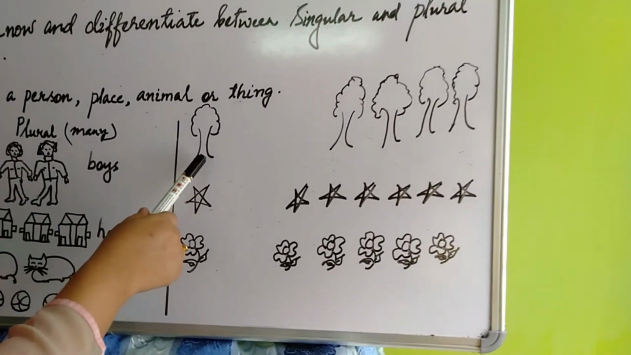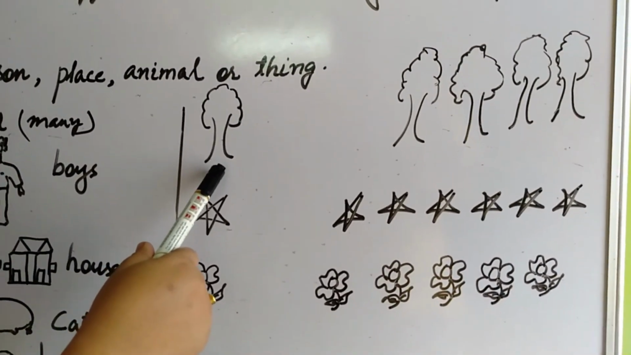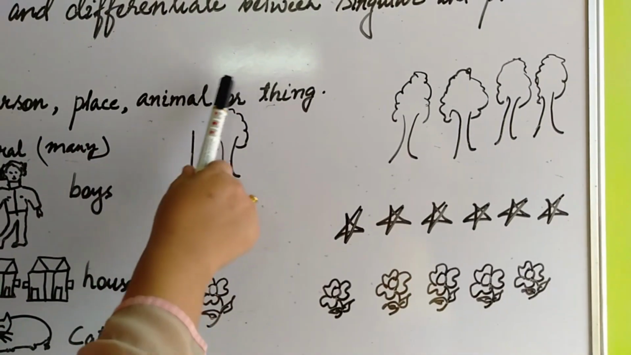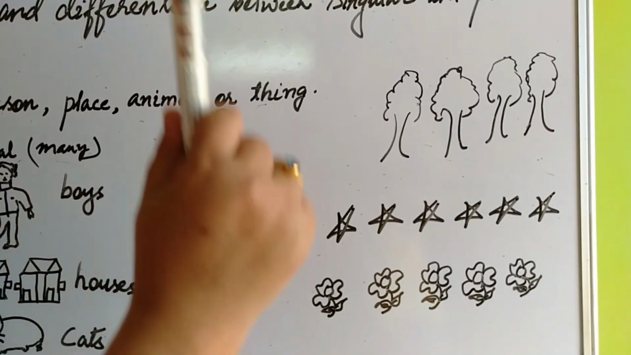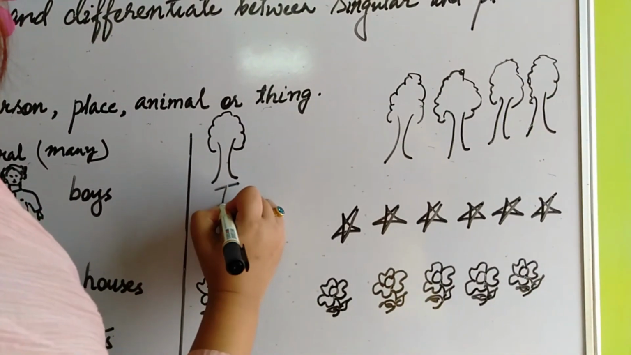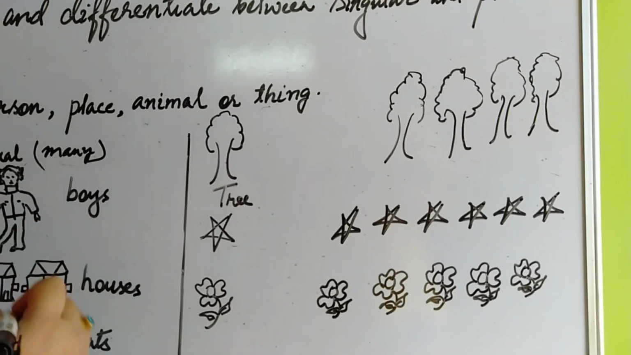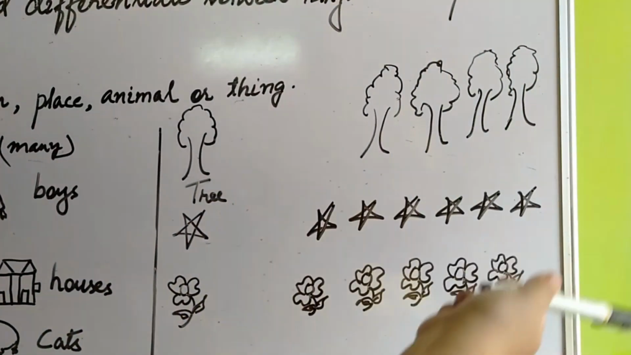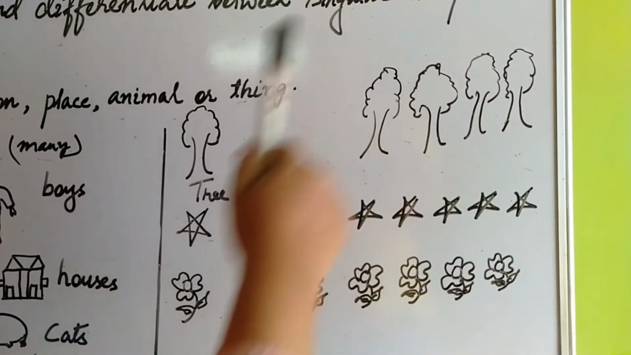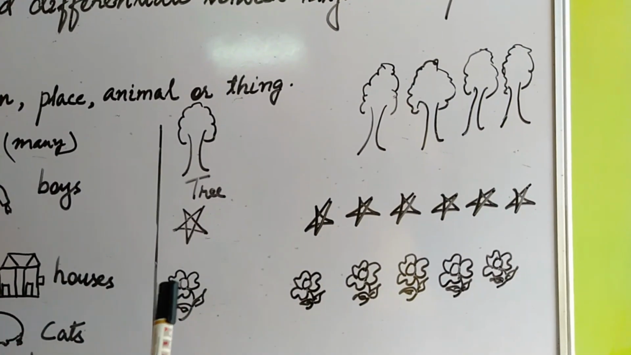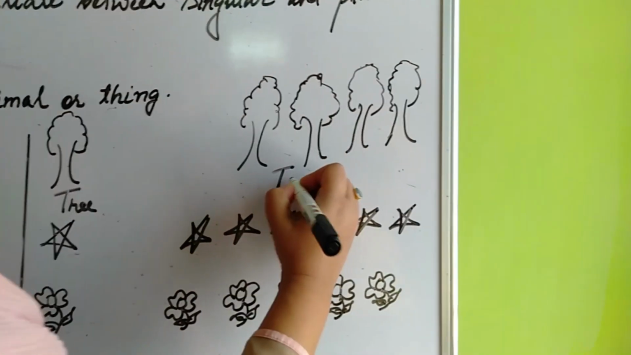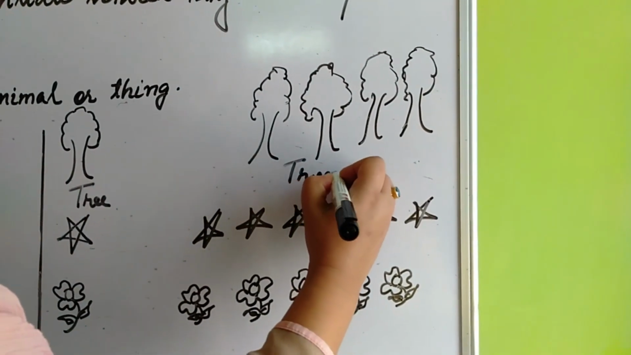This side, what it is? It is a tree. Now tell me students, it is singular or plural form? When there is only one tree, it is in singular. So we call it as tree. T-R-E-E, tree. Now look on the other side. How many trees are there? 1, 2, 3, 4. It is singular or plural? It is plural. More than one, many, right? So we call it as trees.